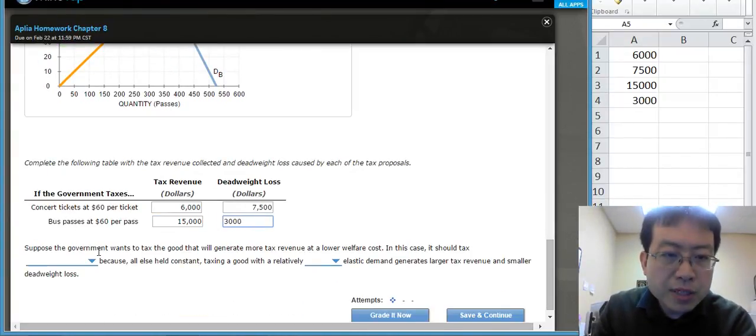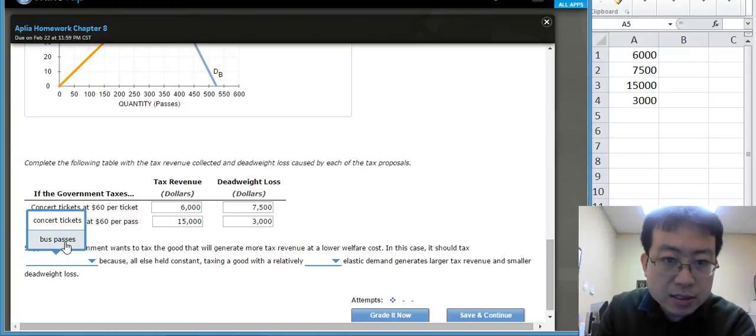Okay, so suppose the government wants to tax the good that will generate more tax revenue and lower welfare cost. In this case, it should tax which one? If you compare the two goods, if you tax the concert ticket, your revenue is $6,000 and your deadweight loss is $7,500. If you tax your bus pass, your revenue is $15,000 and your deadweight loss is only $3,000. So with the bus pass, you have more revenue and lower deadweight loss. So we should tax our bus pass.